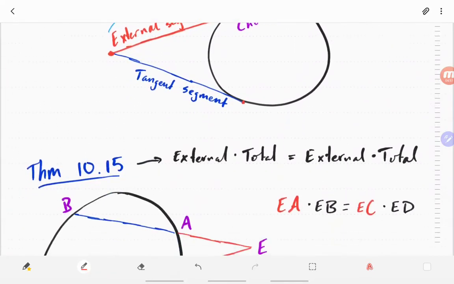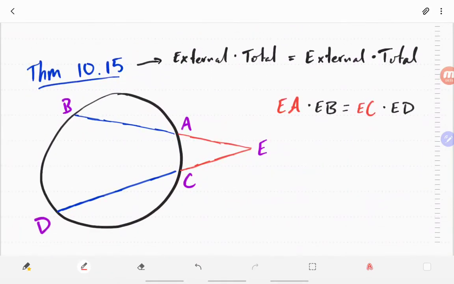Well, how are we going to be using this? Brings us to theorem 10.15. And this is when we have two secant segments. Okay, we have two secant segments that share a common endpoint. And there's that common endpoint right there. It's at E. Shares that common endpoint E.